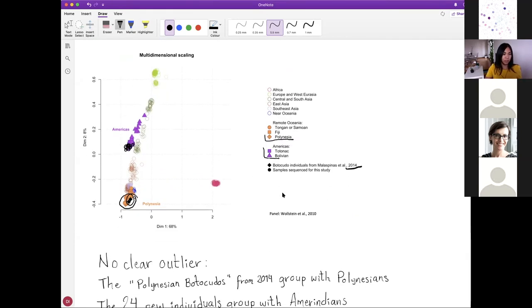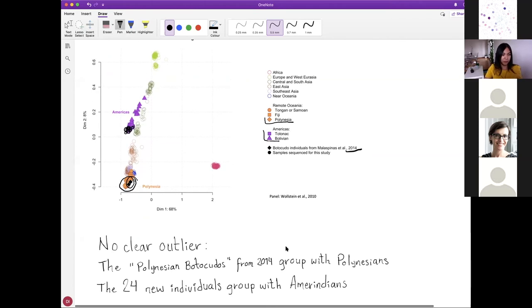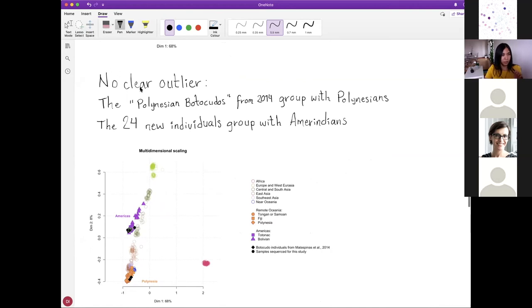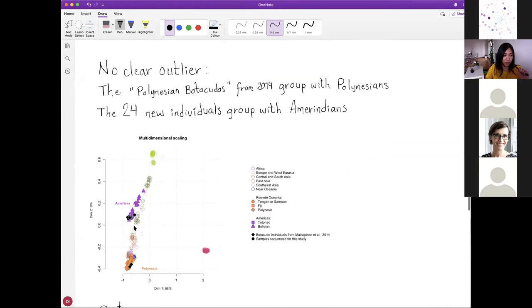So there is not a clear outlier in this data set. Here's the result, so that you believe me. And I still recover the Polynesians from 2014. Our individuals seem to be Native Americans.